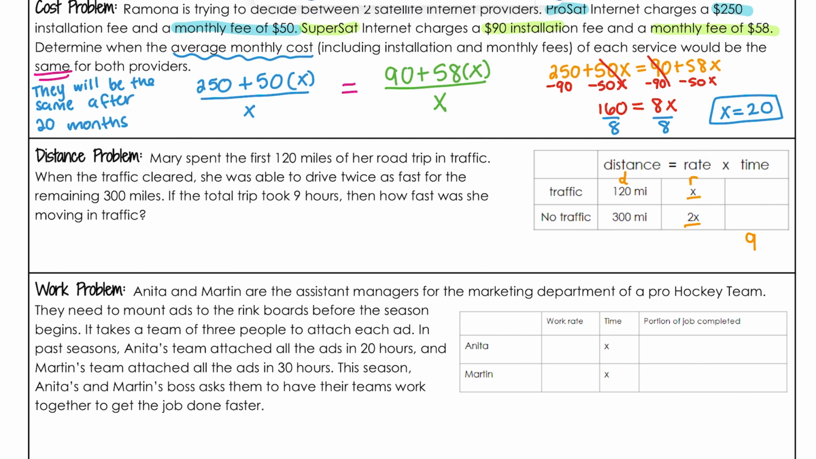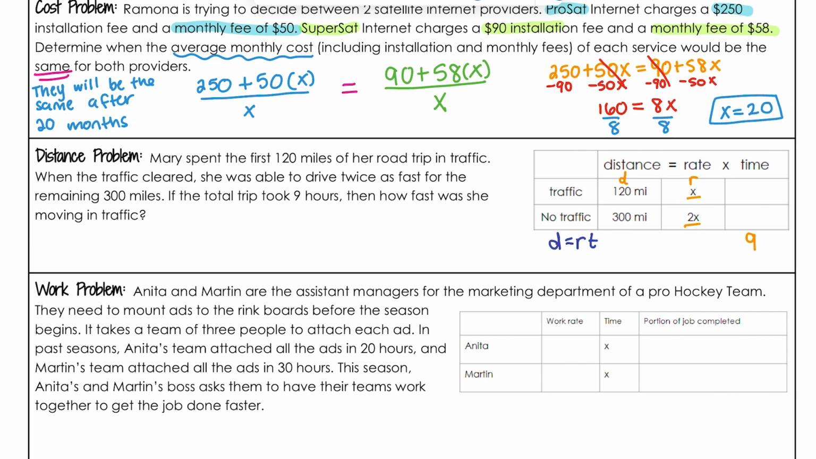Looking at this table, in order to use the information we're given to solve, we are going to need the time that she spent in traffic and no traffic. Even though we don't know the exact time, we're going to use the distance equation to fill in that column. So if you remember, distance equals rate times time, and I know that that's written up above for you.